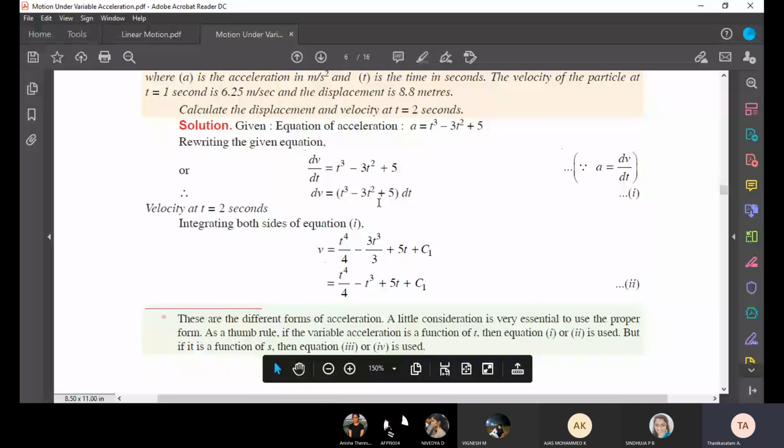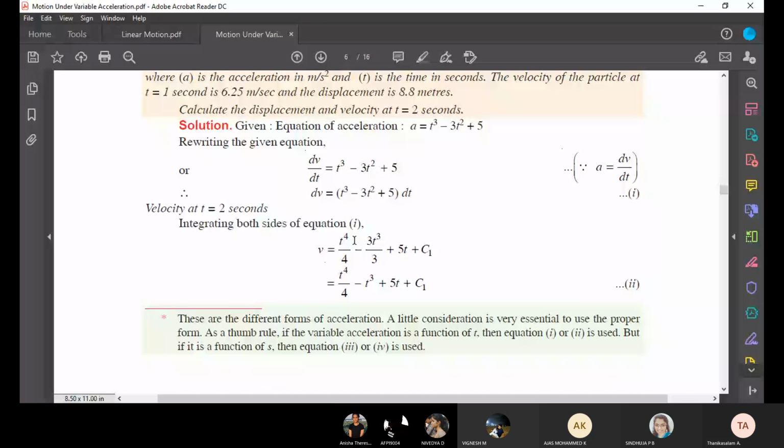Now, what is the integration of t cube? t power 4 divided by 4. Minus, what is the integration of 3t squared? 3t cube divided by 3. What is the integration of 5? 5t. You know the procedure: for any integration, finally you must add the constant. You already studied this in the 8th or 10th standard. So I added the first constant C1. So we got v equal to t power 4 divided by 4 minus 3t cube divided by 3 plus 5t plus C1.